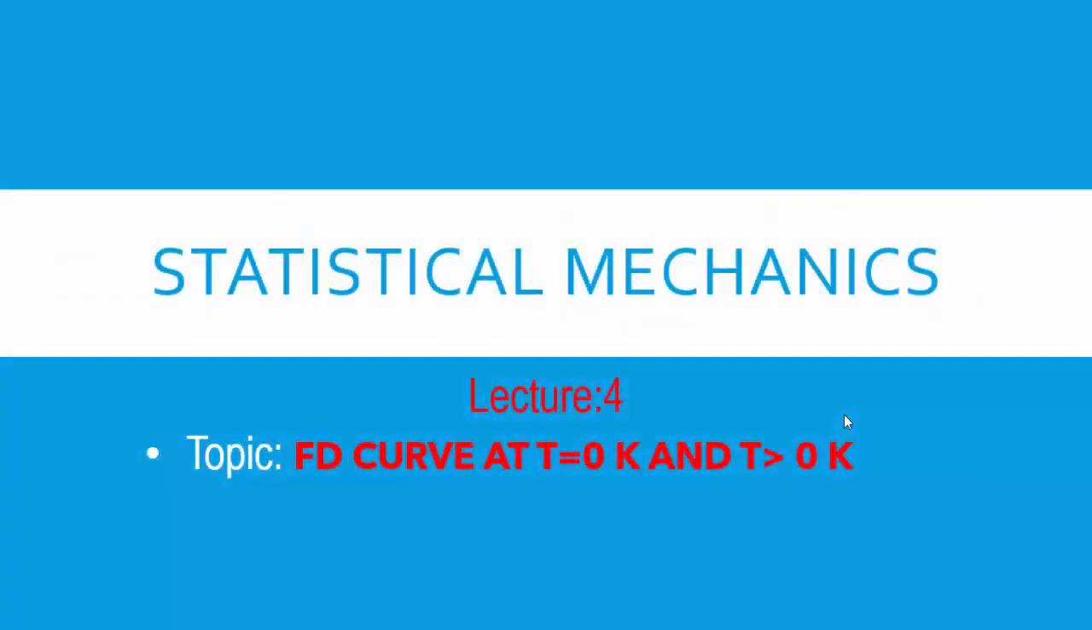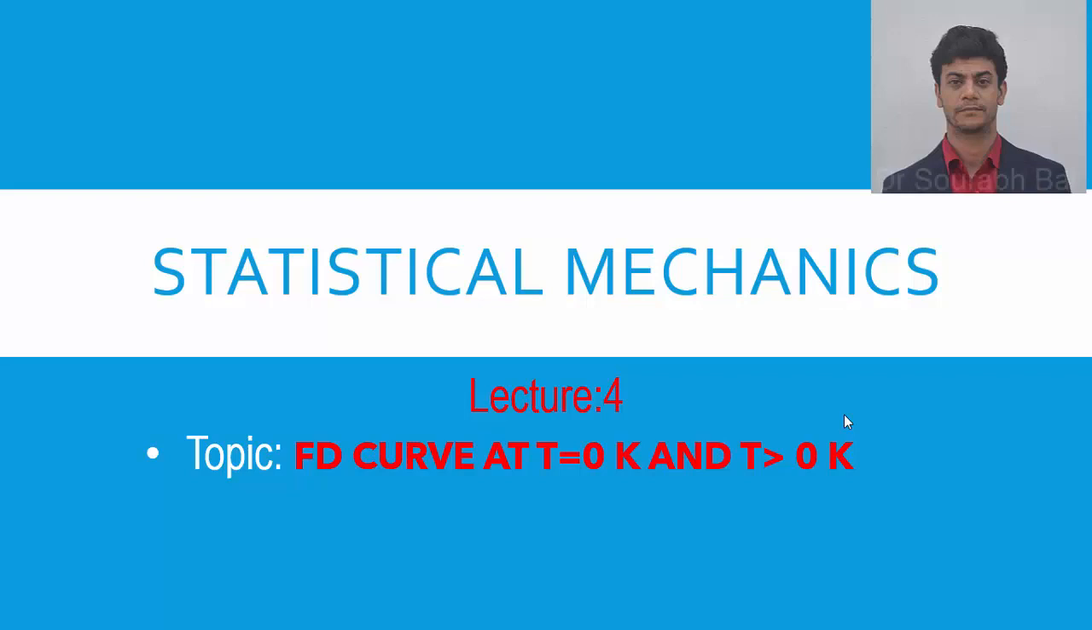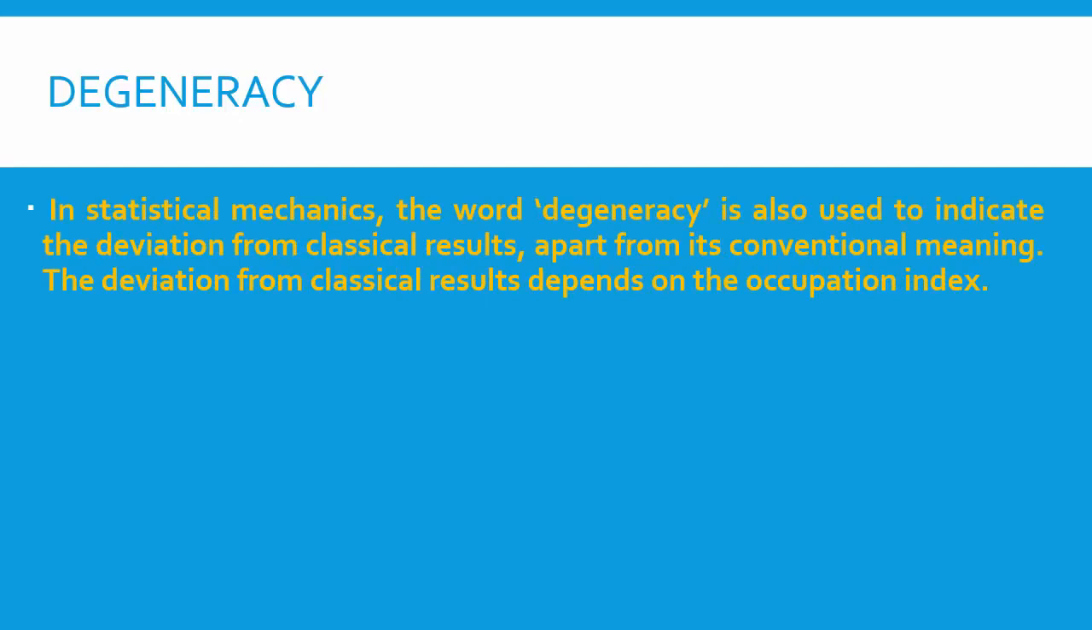In Lecture 4, we will study a very important curve called the Fermi-Dirac curve at temperature T equal to 0 Kelvin and T greater than 0 Kelvin. Now first we start with degeneracy.